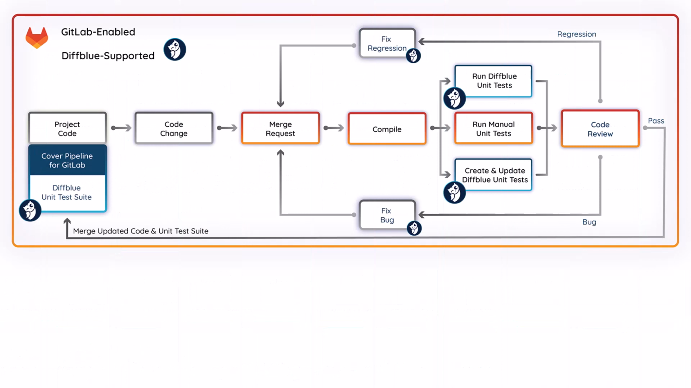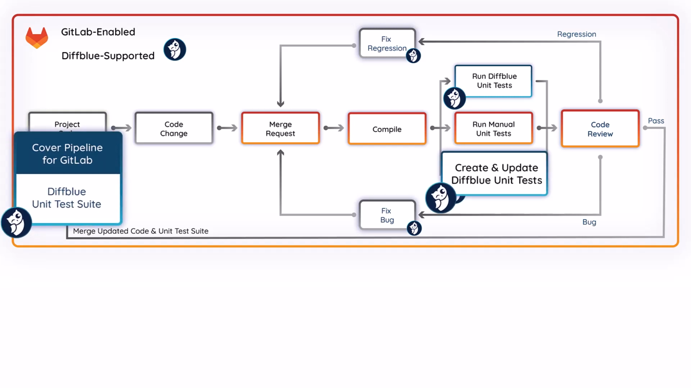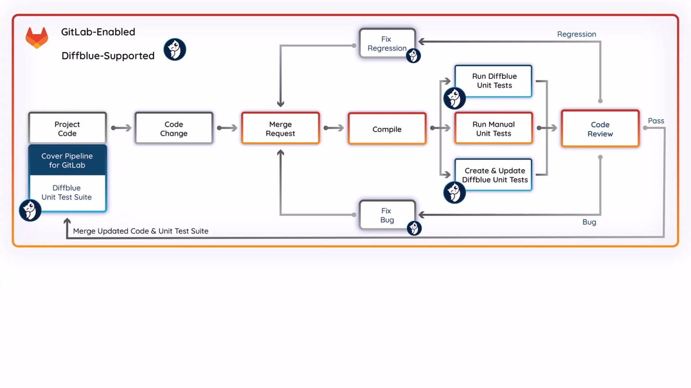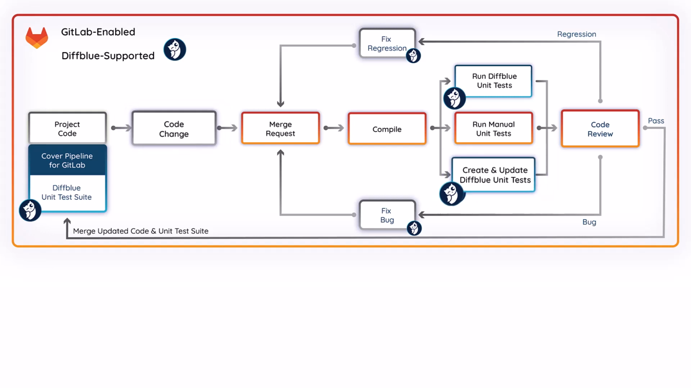First, let's cover a few basics. Here's an illustrative GitLab-enabled development workflow. As part of this workflow, Diffblue Cover will initially create the full unit test suite for the entire project. On subsequent code changes, these tests will be automatically updated to reflect the new behavior. Diffblue tests are computationally correct and human-readable every time.